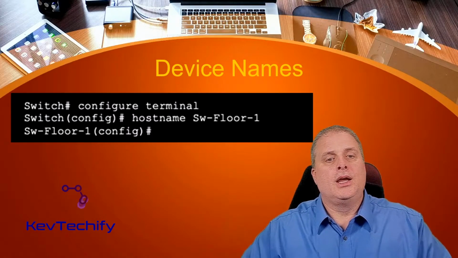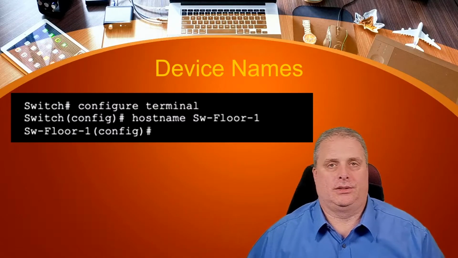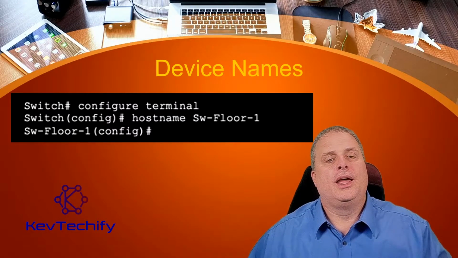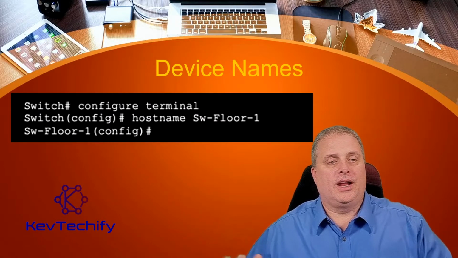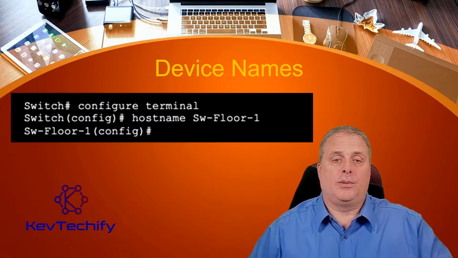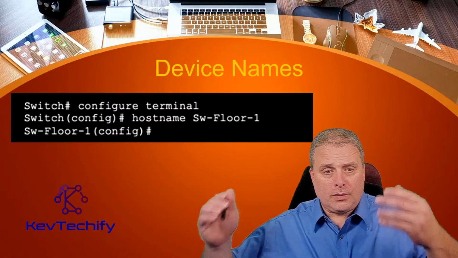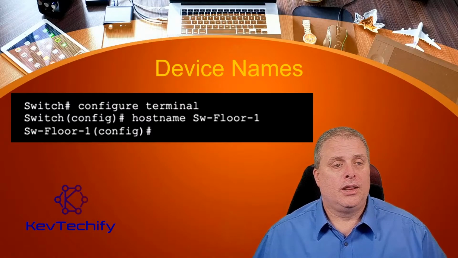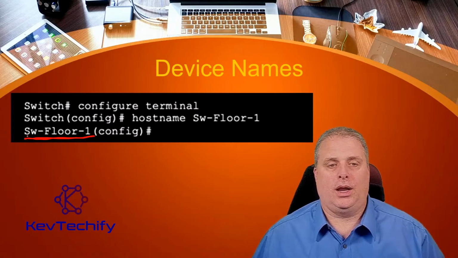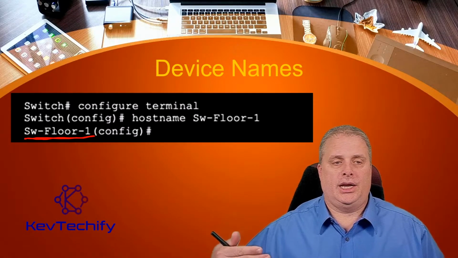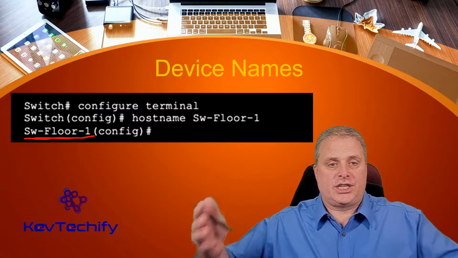Type in hostname, put a space in there. Once again, that space signifies that's the end of the command, and then it's an option or an argument you put in. And what do you want it to be called? So in this example, we type in config terminal, hit enter, takes us into global configuration mode, type in hostname space, and then sw-floor-1. Hit enter, and notice the name of the device is changed right away. The next line down, it's changed. You're still in global configuration mode, config in those parentheses, but it changes your name.